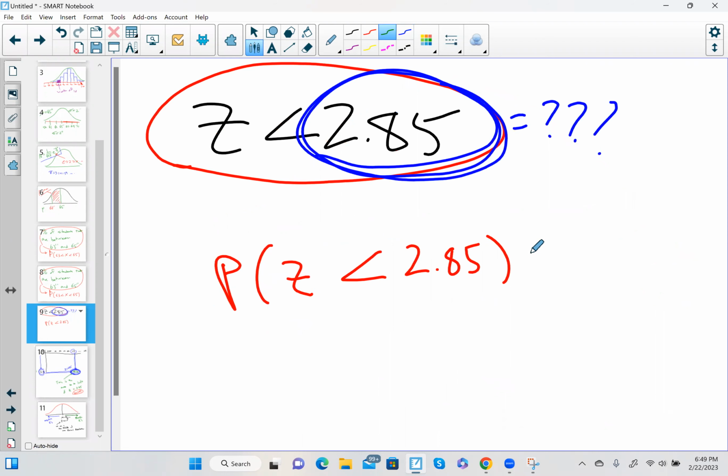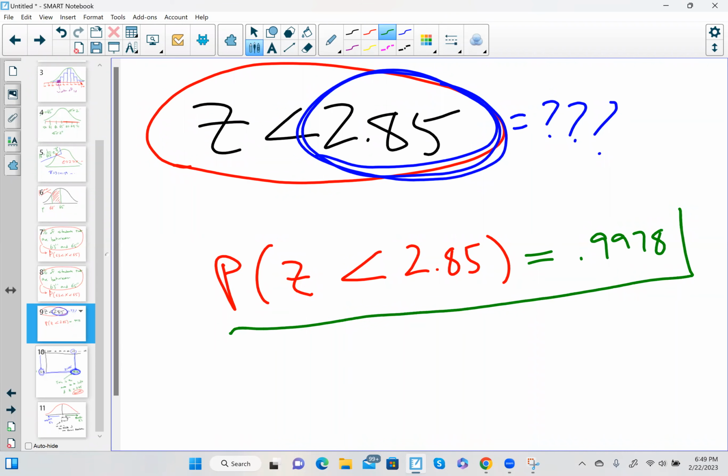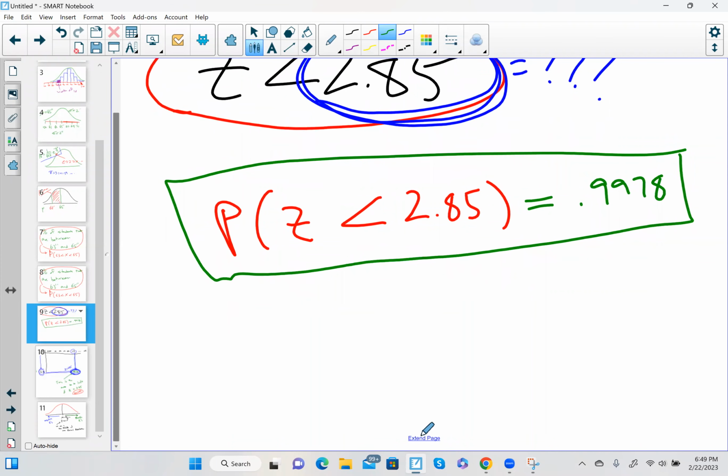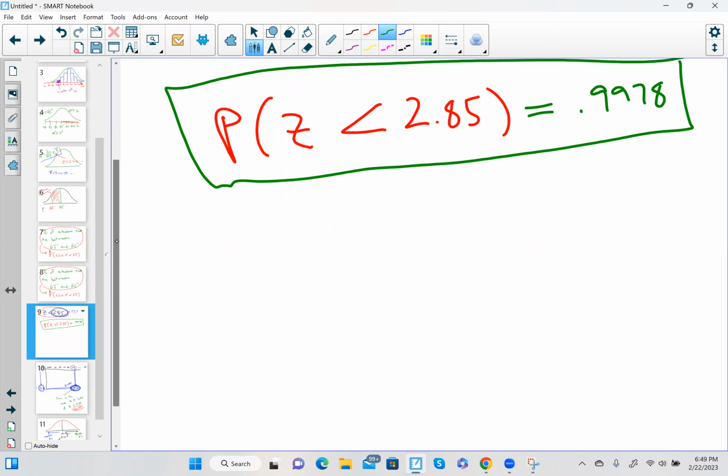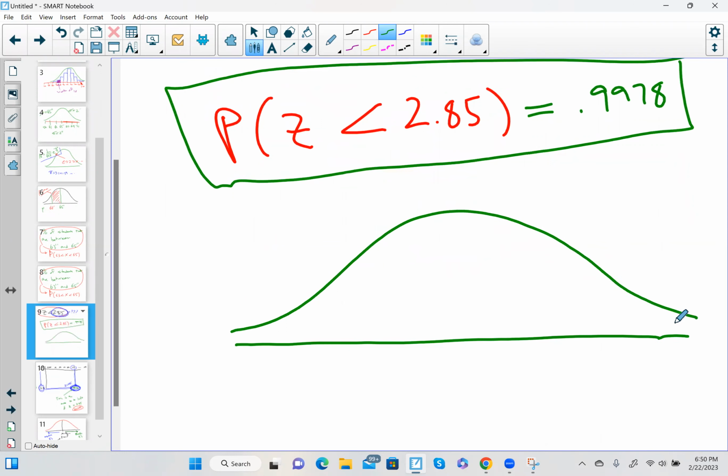So in this problem, we looked up in the chart, we got 0.9978. That was the answer to that question. Here's the picture you can draw that goes with this. We're going to draw a normal distribution. We're going to put Z equals 0 in the middle. And we're going to go out on the right-hand side over here, and we're going to put Z equals 2.85.